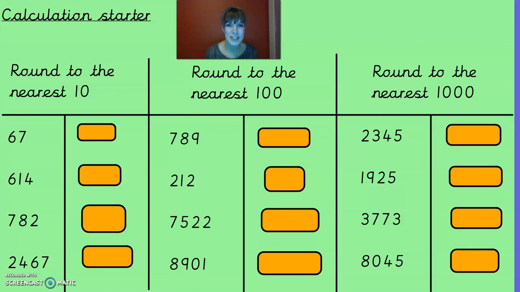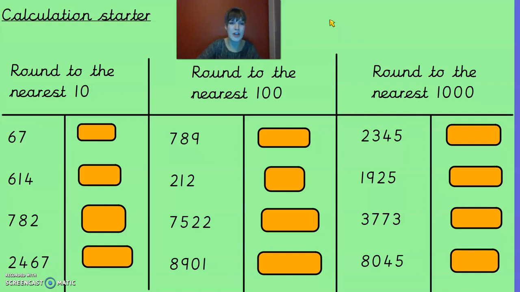So the calculation starter today is some more rounding, but we've got rounding to the nearest thousand in there today. So we're going to practice rounding to the nearest 10, 100 and 1000. I'd like you to have a go at the questions below. So you've got your question here, so 67 round to the nearest 10, and your answer is under the orange box. Okay, and then these ones are all to the nearest 100, and these all are to the nearest 1000. Give it a go, and I'll see you in a moment.